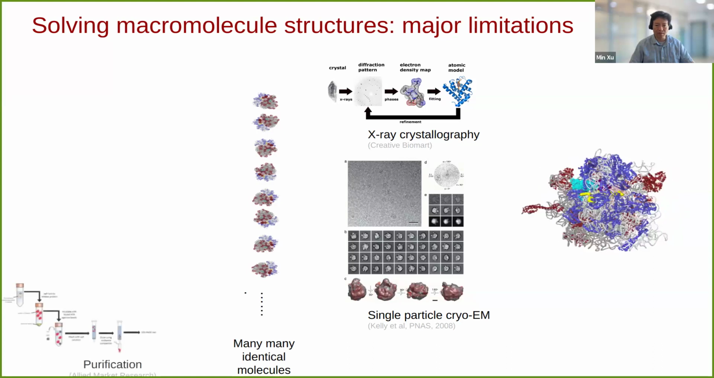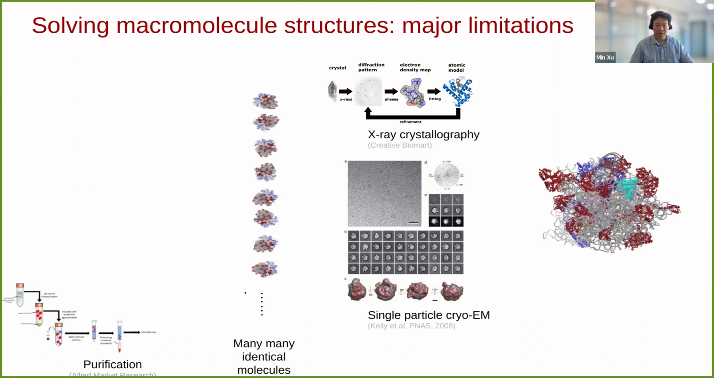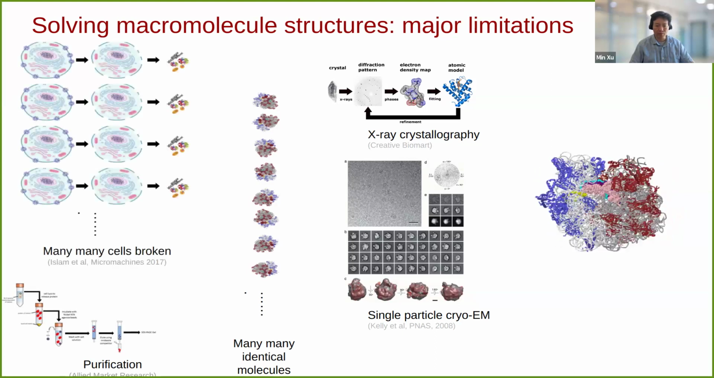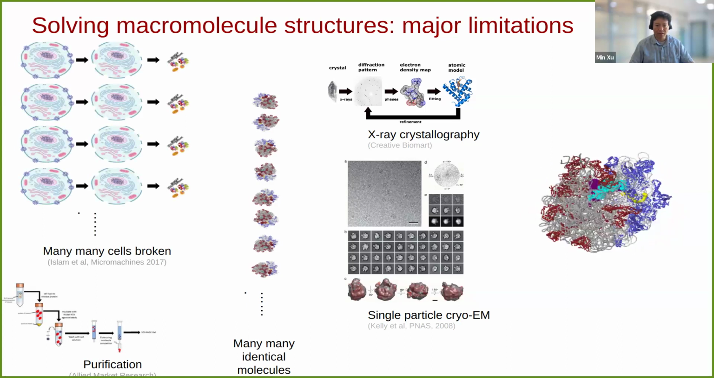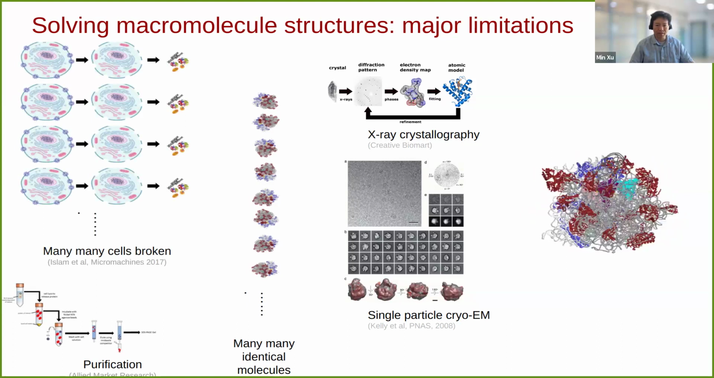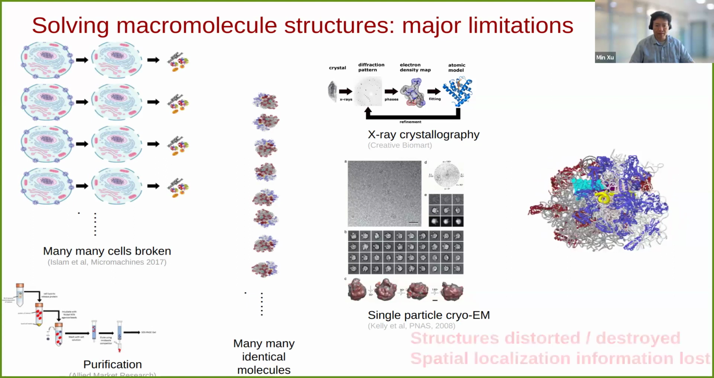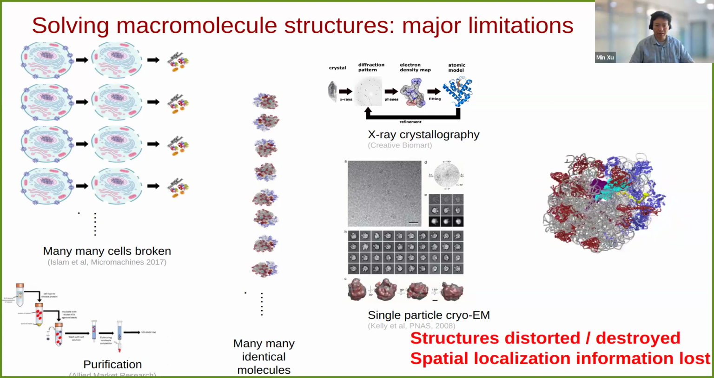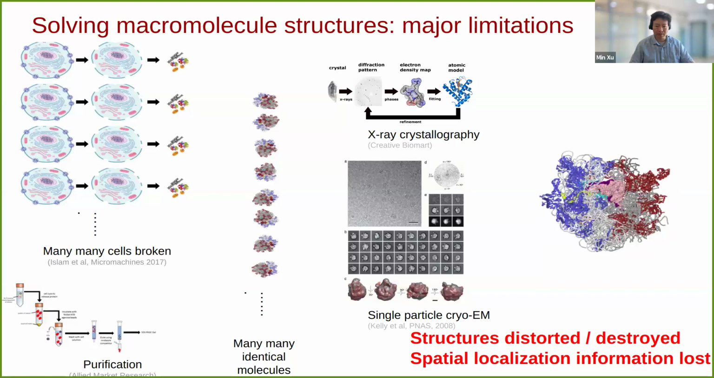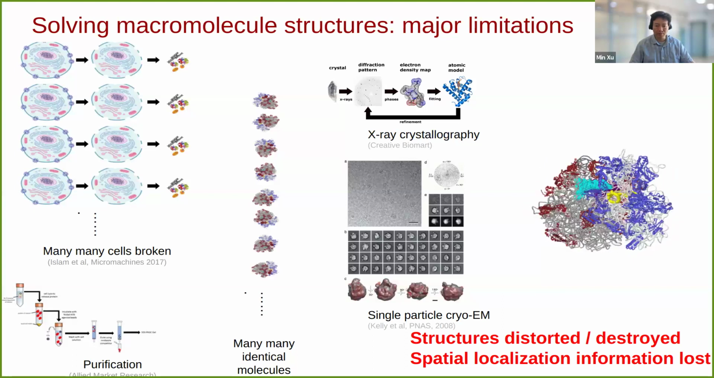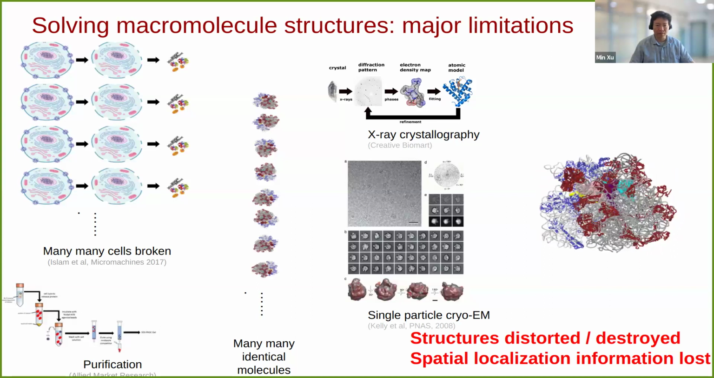Such macromolecules are obtained from a protein purification process, and the protein purification process is performed on cell extracts, and the cell extracts are obtained by breaking many cells. As a consequence of such a complicated process, many native macromolecular structures are destroyed or distorted. Also, once a cell is broken, we lose the spatial organization and interaction information of such macromolecules.